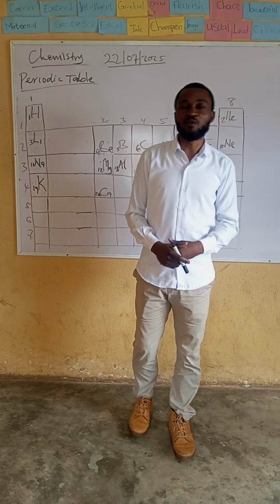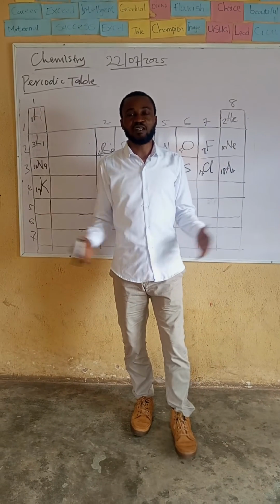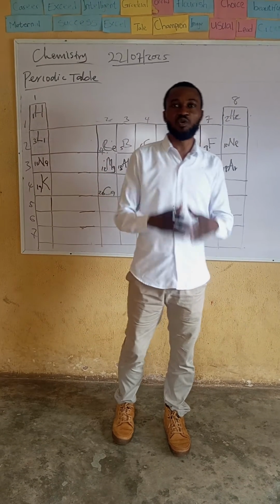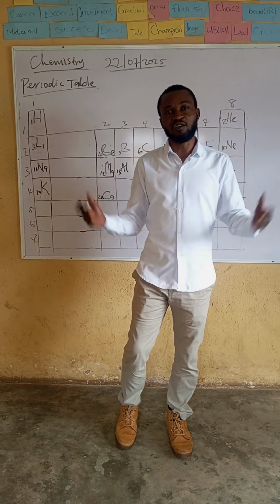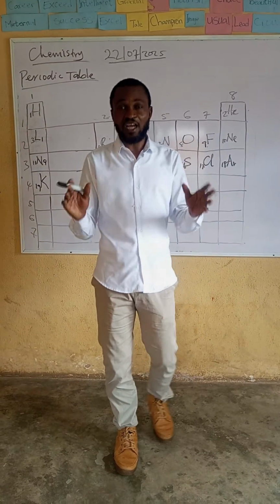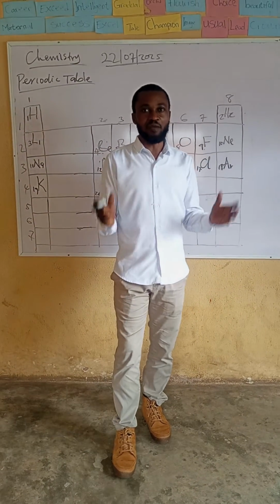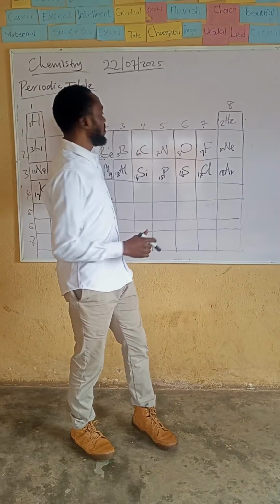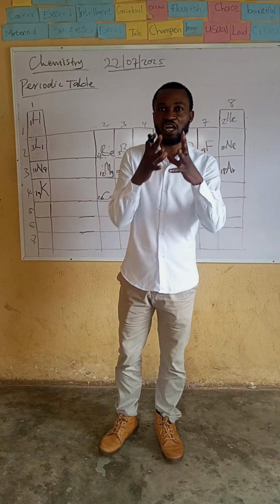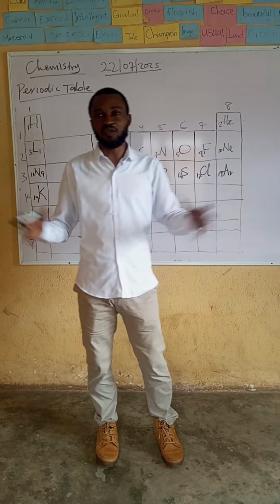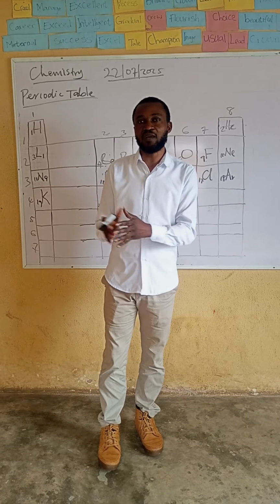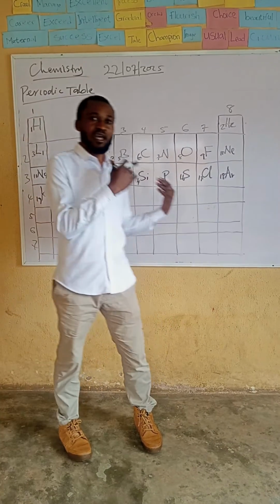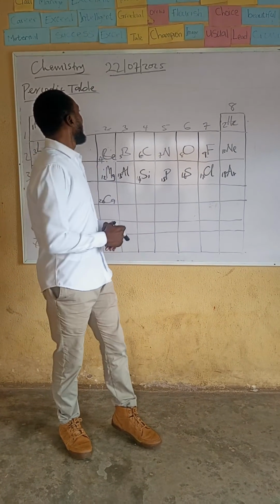What is the periodic table? The periodic table is a chart that shows the arrangement of chemical elements based on their atomic number in an organized manner, in a pattern. And that is what we shall be looking at today, the periodic table, that chart that shows the arrangement of chemical elements organized in a better manner using atomic number.